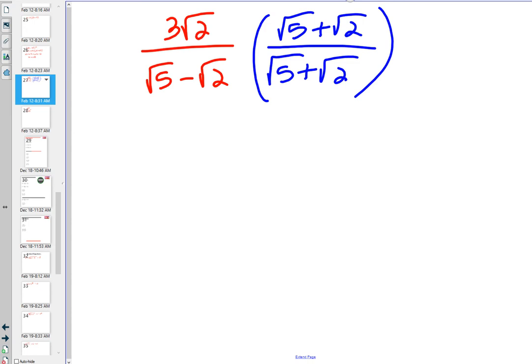In the numerator, multiply, which in this case is going to involve distribution. 3 times square root of 3, square root of 2 times square root of 5 is 3 square root of 10. What's 3 square root of 2 times square root of 2? Very good.